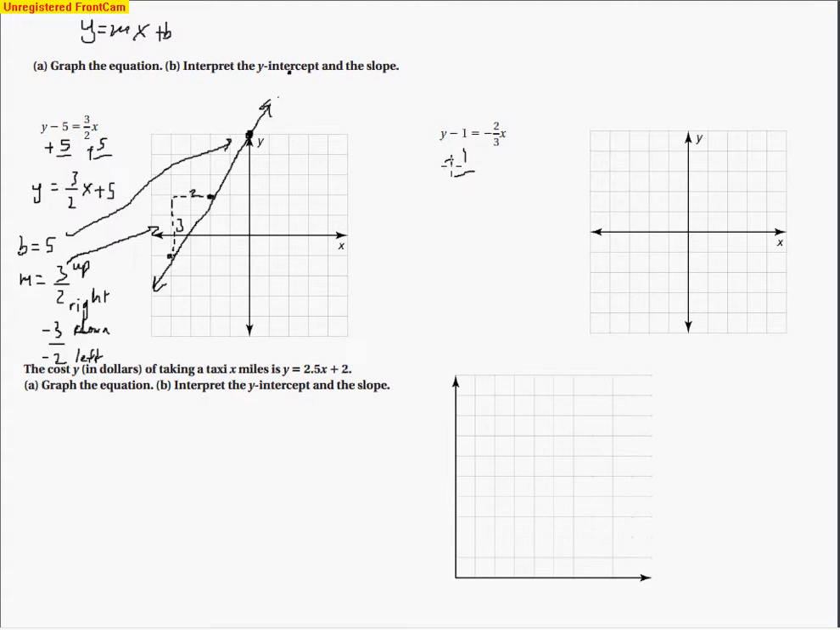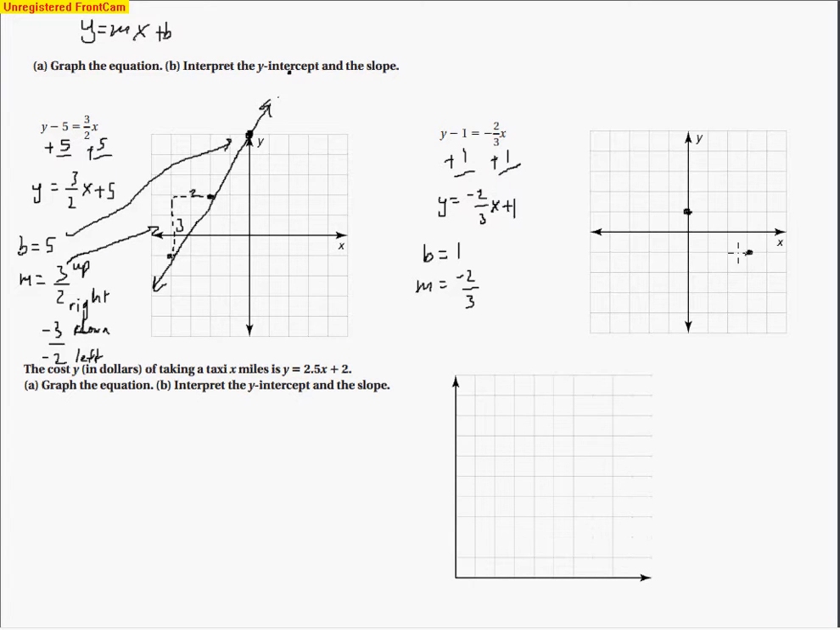Over here, same sort of thing. I have to add the 1 to all sides. And so when I do that, I now have y equals negative 2/3 x plus 1. So I'm starting with the y-intercept of positive 1. You're going to use the slope of negative 2/3. And so I go up 1 space, put the dot right there, and then use the slope. And the slope tells me to go down 2 and then right 3 spaces.